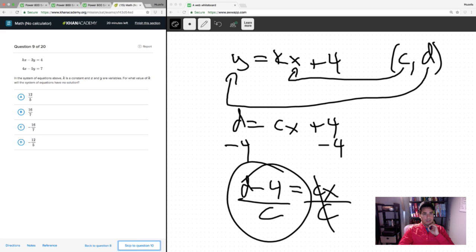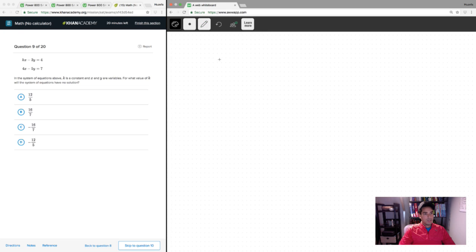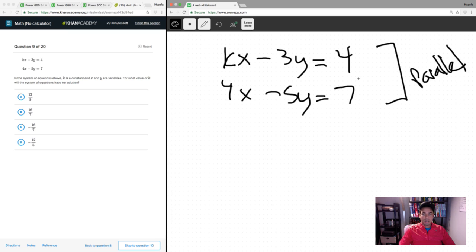Let's go on to this guy, number 9. kx minus 3y equals 4, 4x minus 5y equals 7. So in the system above, k is a constant, x and y are variables. For what value of k will the system of equations have no solution? No solution is synonymous with parallel. We want to know what value will make these guys parallel. First, we need to know the slopes to determine what will make them parallel, and to do that, we need to get them in slope-intercept form.